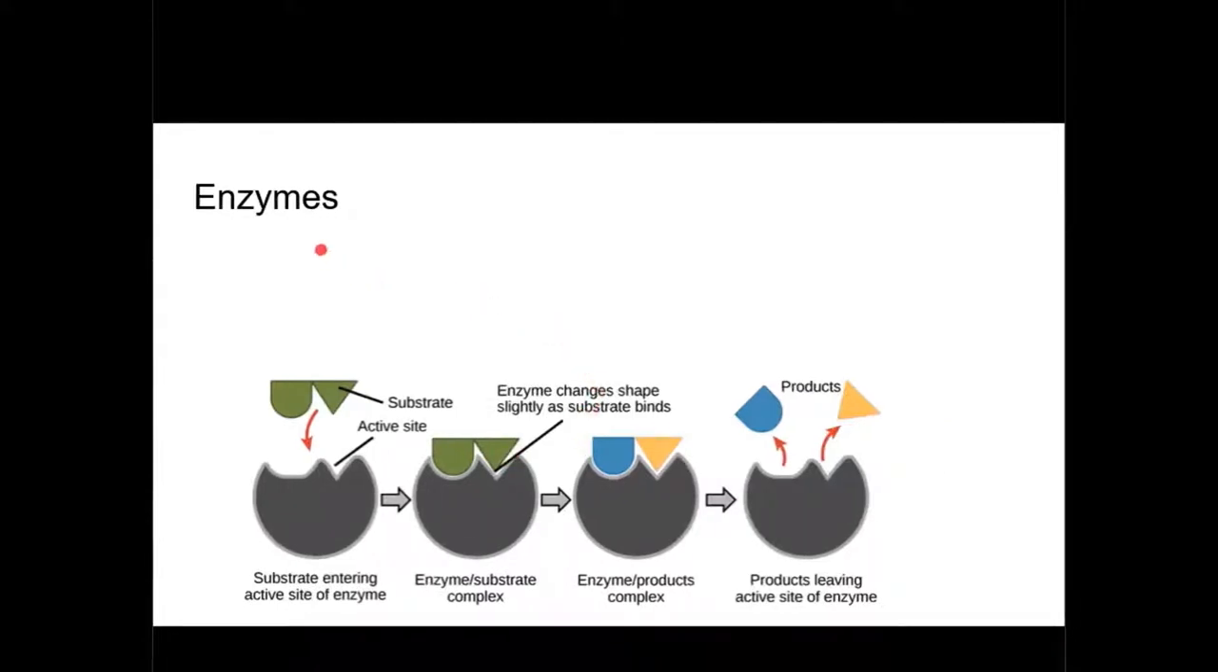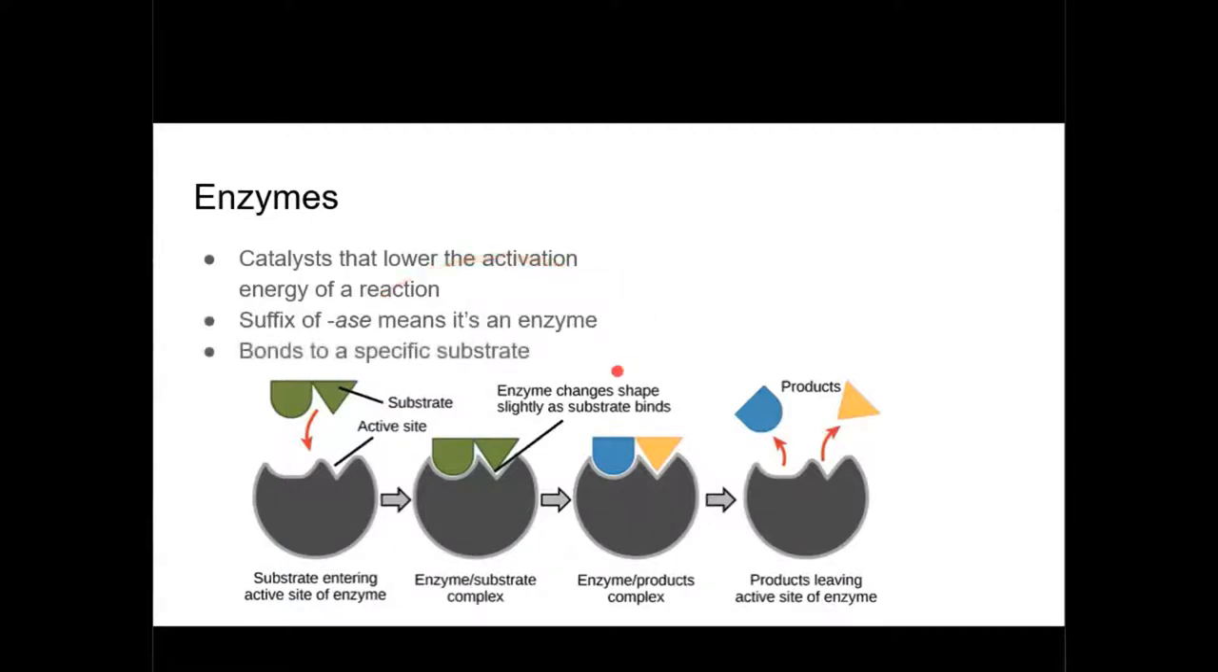Enzymes are special proteins called catalysts that lower the activation energy for a chemical reaction to occur. These are important because they allow the body to do various types of chemical reactions without burning up a lot of energy. For every one enzyme, you have one substrate, kind of like a lock and its key. To recognize an enzyme, look for the suffix -ase. For example, lactase is the enzyme that only breaks down lactose, a type of sugar.